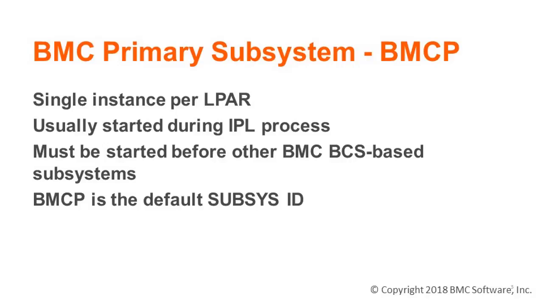During the IPL process, this should be the first of the BMC started tasks to be started. The task should be left up even though it will do very little work after it's been initialized. The BMCP related infrastructure is shared among several BMC products and is not unique to MainView Batch Optimizer. If you already have a copy up and running on your system, it probably means you have another product that is also using BMCP related infrastructure. It's important to coordinate product maintenance activities to ensure that you have maintenance level compatibility between the products that share the started task.